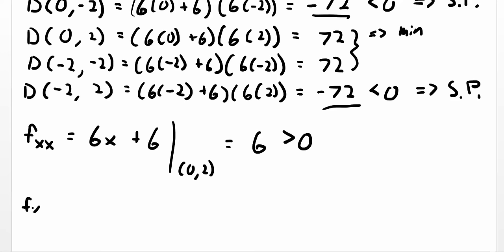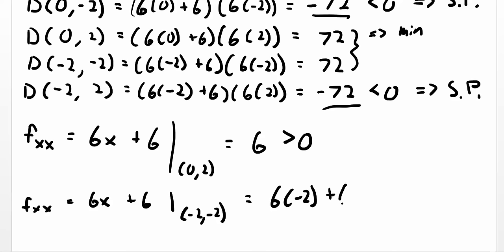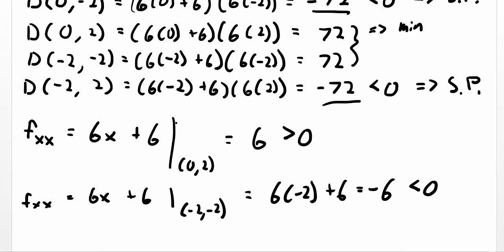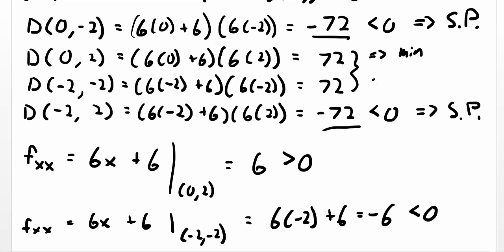Now let's take the second derivative with respect to x and evaluate it at the second critical number where we had a positive discriminant, which is 6 times negative 2 plus 6, which was negative 6, so a negative number. When you have a discriminant positive and a negative second derivative with respect to x, this implies a local max.